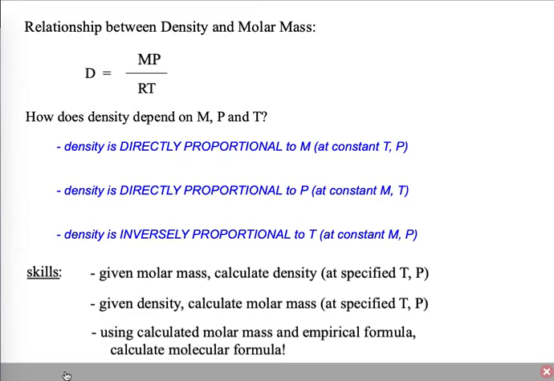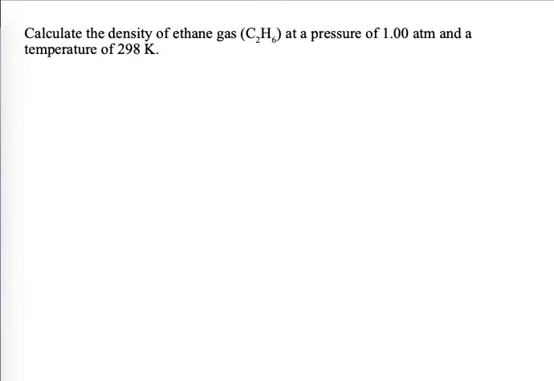So we will use the measured value of the density to calculate the molar mass, from which we can go from the empirical formula to the molecular formula. So let's do some examples. Calculate the density of ethane gas at a given pressure and temperature. Quite easy. We'll simply use the formula density equals molar mass times pressure over RT.